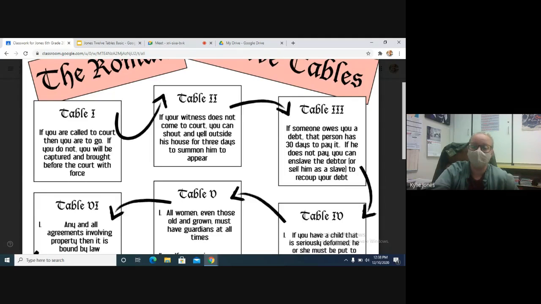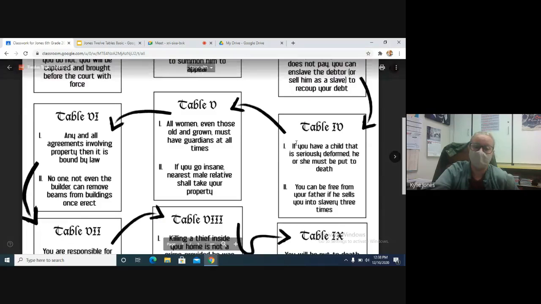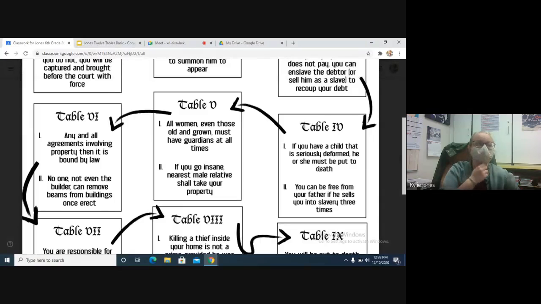Table number 4, part 1. If you have a child that is seriously deformed, he or she must be put to death. So that's not nice. Basically, if your kid doesn't look like it's supposed to look, they're going to kill it. Why? That's like the kid off of Why? Yeah. He doesn't actually look like that.